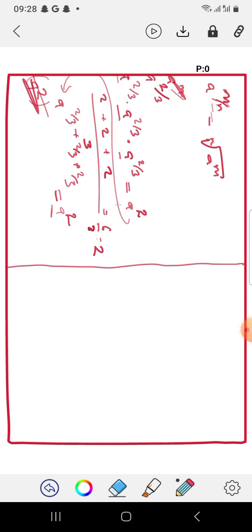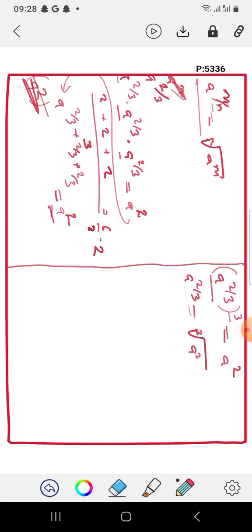What will happen is that we started with a raised to power 2 over 3, and we ran it 3 times. That was what we did, and it gave us a raised to power 2. Now to get just a raised to power 2 over 3 out of it, it means that we have to take the cube root of a squared. So that is exactly what we have here.